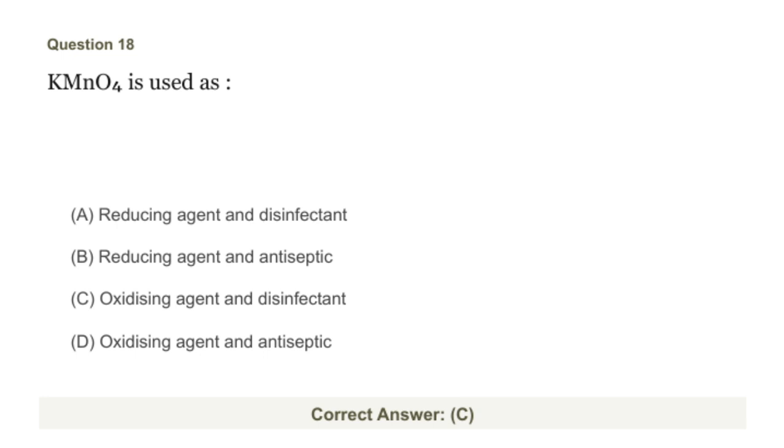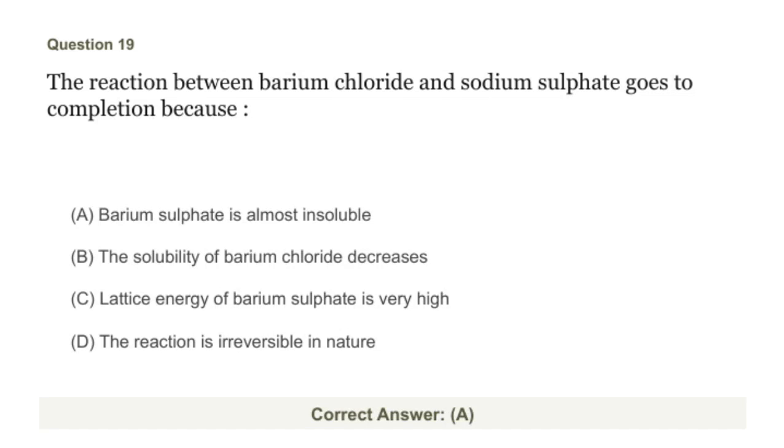This highlights how its chemical properties directly connect to its practical uses in sanitation and safety. Let's look at why the reaction between barium chloride and sodium sulfate goes to completion. The correct answer here is A.